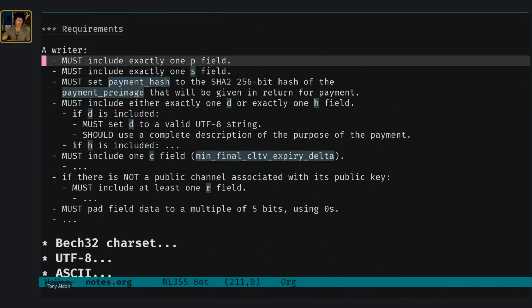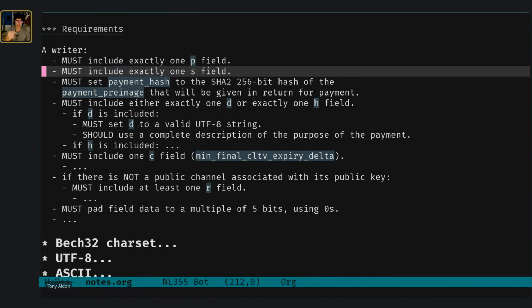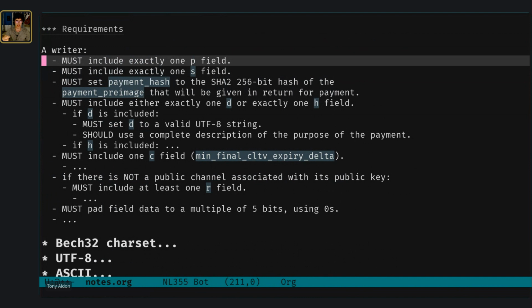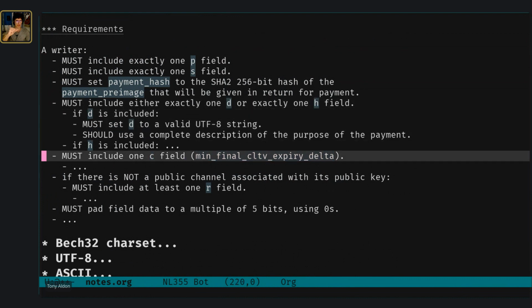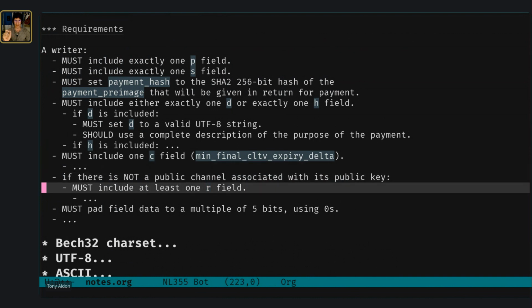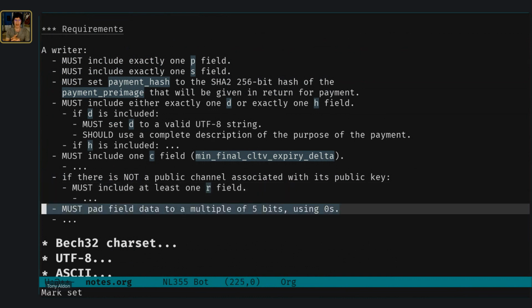So the requirements, there are many that I've left out, so there's a thing that may be inside that, and I just left the ones that are must. So the P field and the S field must exactly include one. The payment hash must verify something. The D and H, description or hash of description, one of them must appear. The C for the final CLTV. And if we don't have any public channel with our node, we must do that. And the last part, really, this is that part where we are focused today.